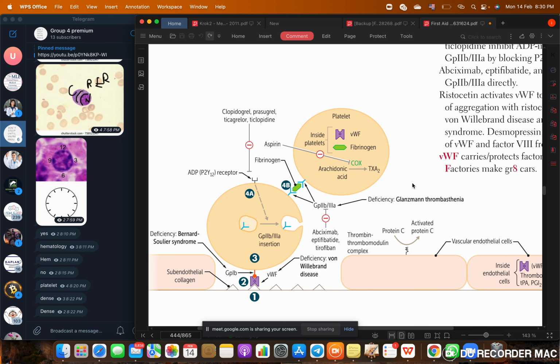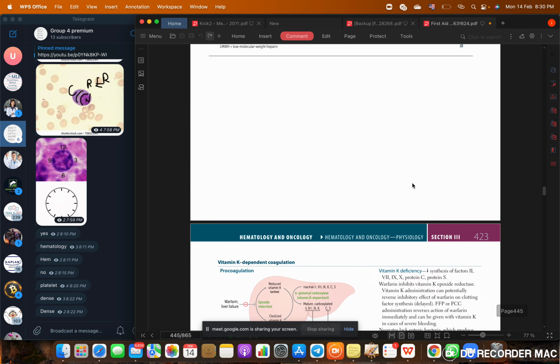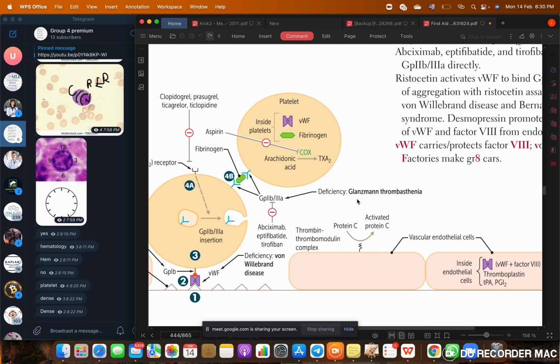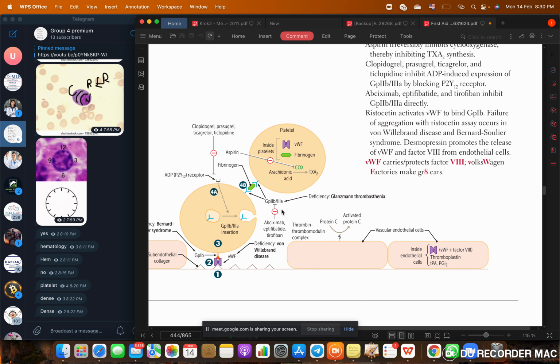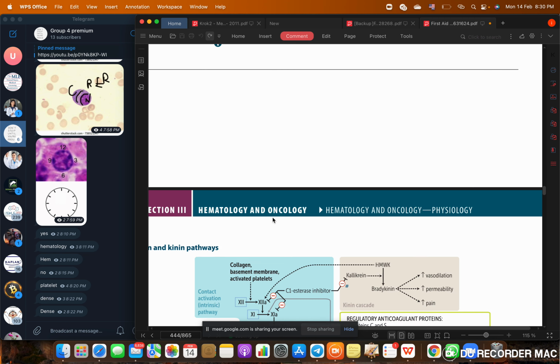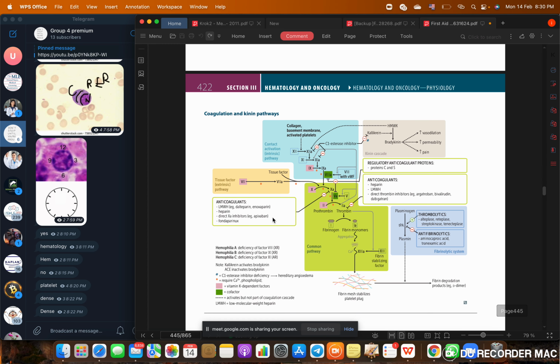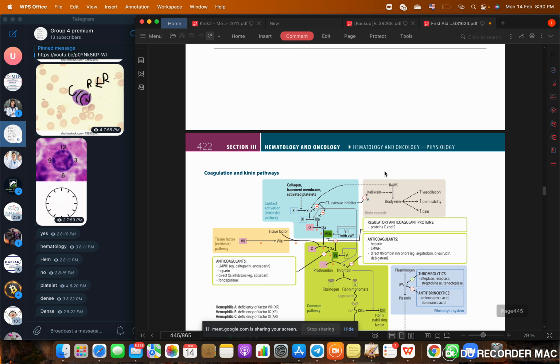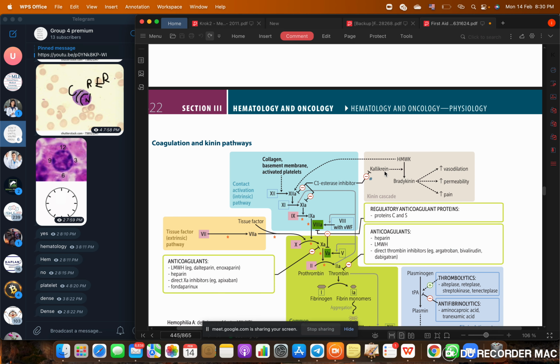We have a disease called Glanzmann thrombasthenia, in which we will have a dysfunction of the GP2B3A, okay? Which is the exact same thing as using abciximab. But in case of Glanzmann's thrombasthenia, we will not have big suckers, okay? We will not have big platelets. So the next thing we are going to speak about is the coagulation.